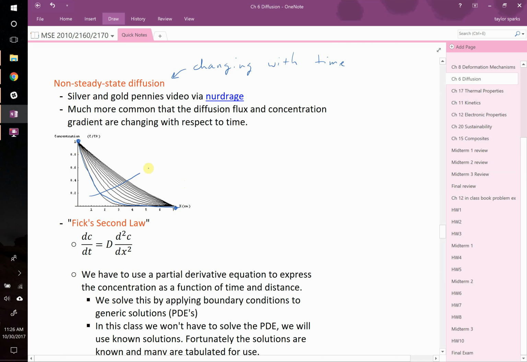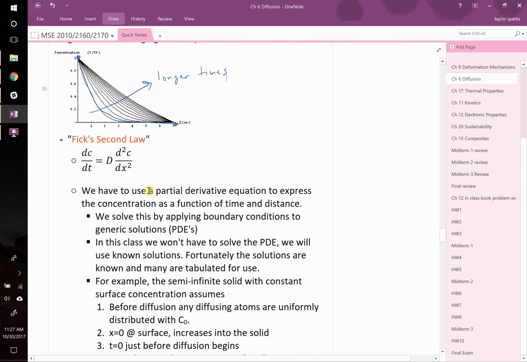But as you do this for longer and longer times, it's going to slowly start to approach the steady state condition, right? Non-steady state will slowly approach steady state if you take into account time. So because of that, we now need a new expression. We need to use what's called Fick's second law. Fick's second law is dC/dt equals capital D, our diffusion coefficient, times d squared C/dx squared. So you have the first derivative of concentration with respect to time, and you have the second derivative of concentration with respect to x position.